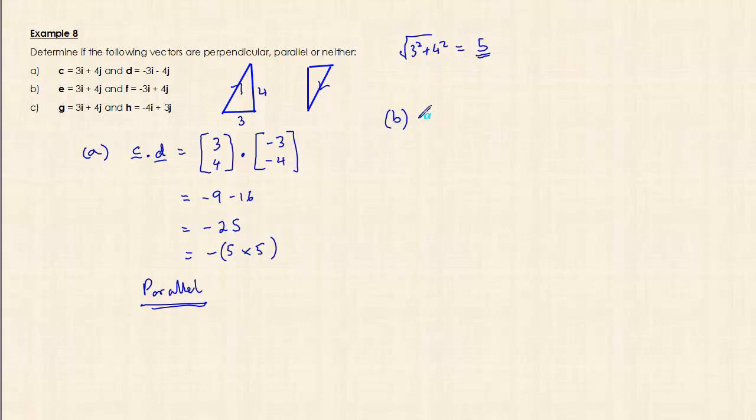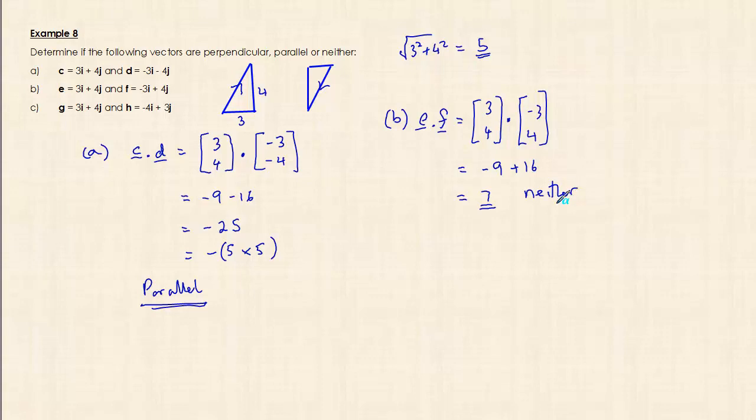Now let's look at part B and do e dot f. So that's (3, 4) dotted with (negative 3, 4), giving us negative 9 add 16, which is 7. That's clearly going to be neither. It hasn't come out to be 0, and it hasn't come out to be either 25 or negative 25.